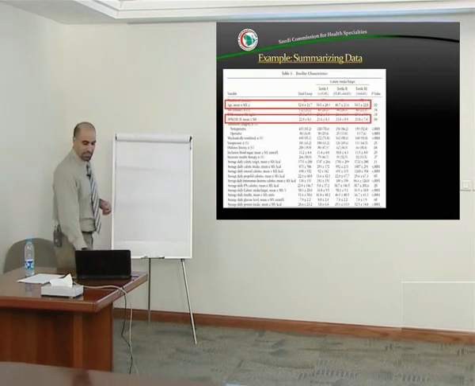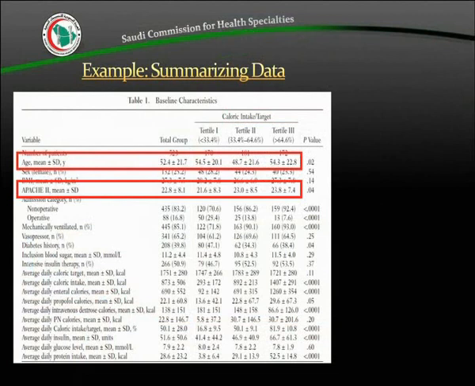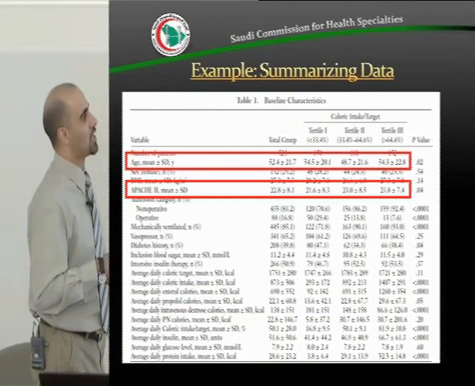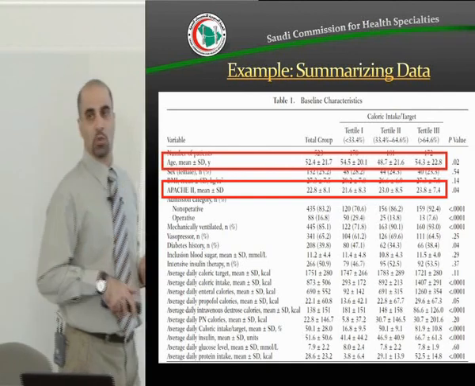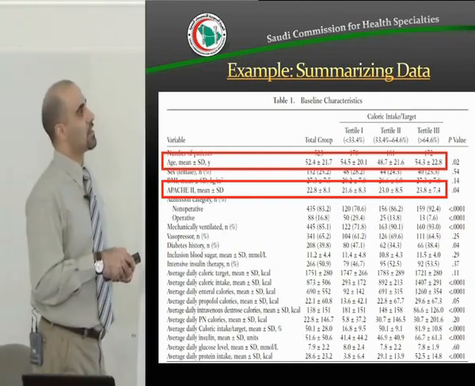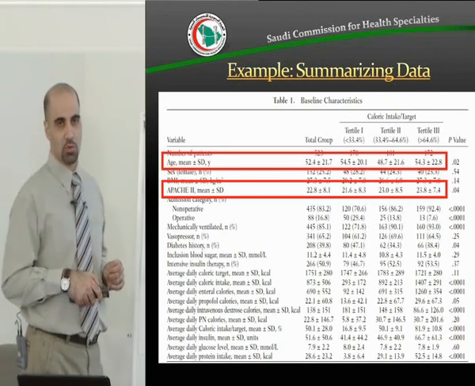This is the same example. Assume we are talking about age, which is a continuous variable. By default, I know that the first number is the average, plus minus the standard deviation. So it's 52.4, the average age, plus minus 21.7 years. Here, I can see that the first tertile is 54, 48, 54, and the standard deviation is 20, 21.6, and 22.8.